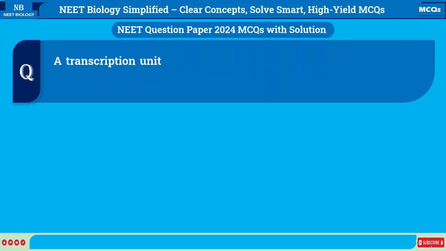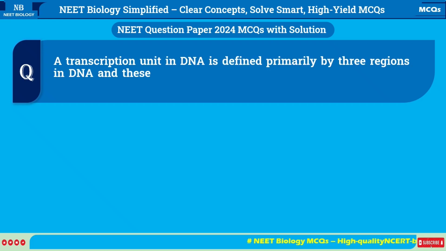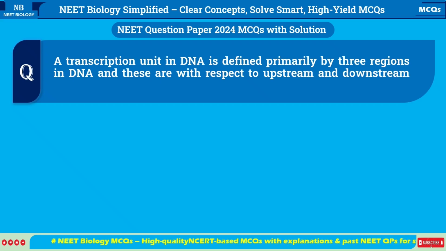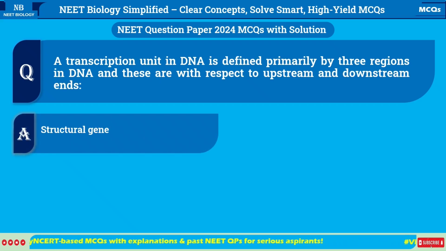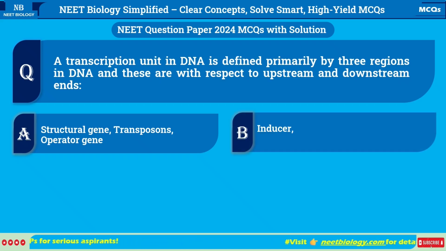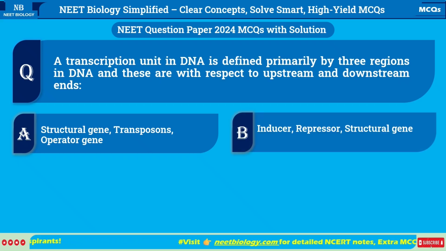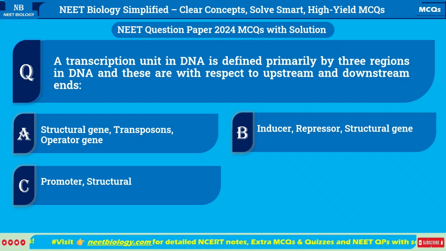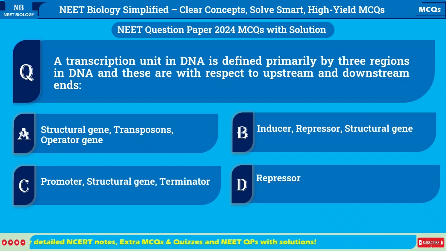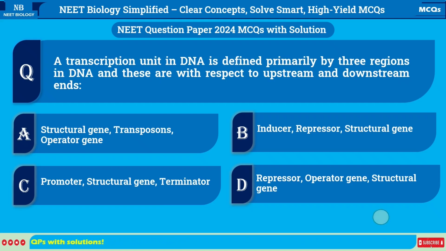A transcription unit in DNA is defined primarily by three regions in DNA, with respect to upstream and downstream ends. A. Structural gene, transposons, operator gene. B. Inducer, repressor, structural gene. C. Promoter, structural gene, terminator. D. Repressor, operator gene, structural gene.